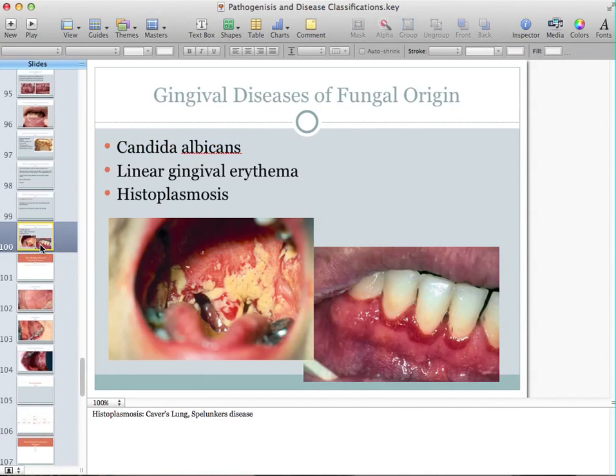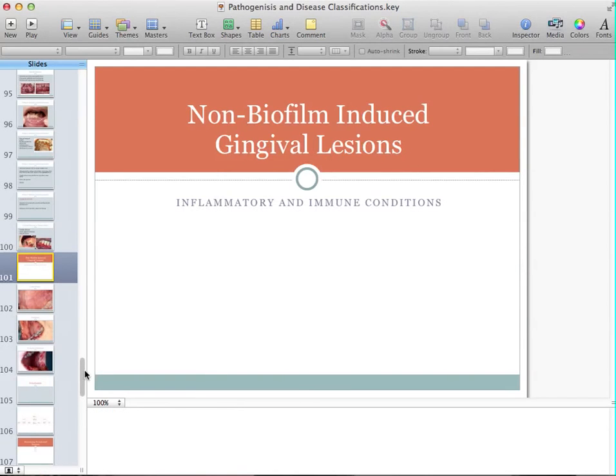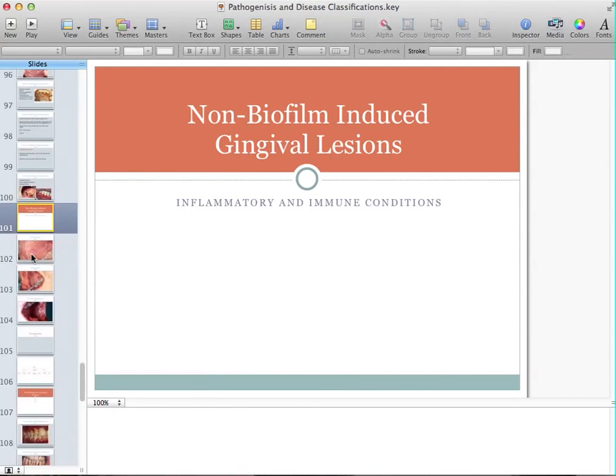Alright, and then you can have Candida, which is a gingival disease from fungus, and linear gingival erythema, which is from fungus, and histoplasmosis, which is from Caver's lung or Spelunker's disease, which is a fungus.